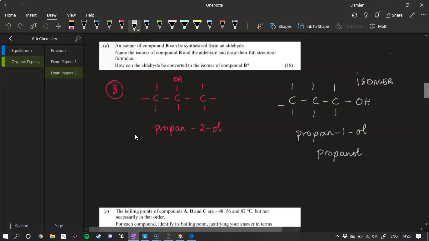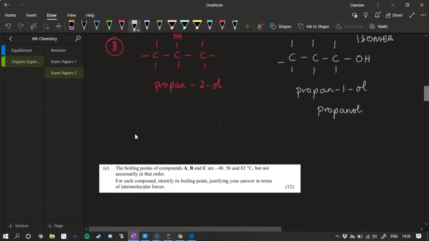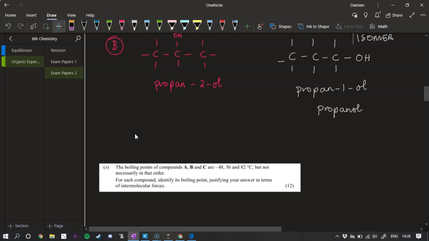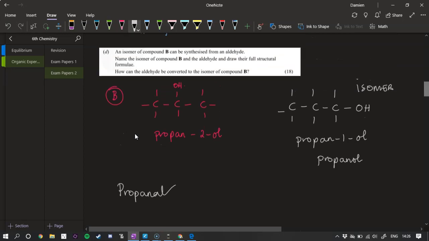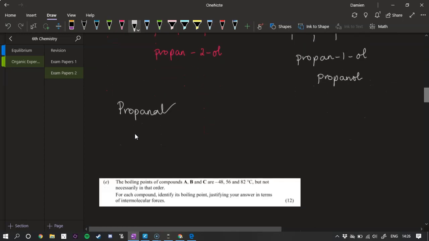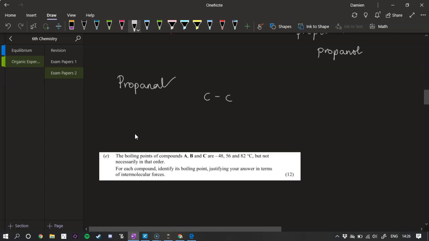The last part of that says then it can be synthesized from an aldehyde. You're asked to name the isomer, which is done, and the aldehyde. So propanol, if that's being synthesized from an aldehyde, the only aldehyde it can be is propanal, which is your aldehyde. And then it asks you, I think, to draw the structure as well. So if you want to draw the full structural formula for propanal, again, 3 carbons with a C double bond O and a H at the end for your aldehyde, and make sure all carbons are surrounded by 4 bonds. So that's your aldehyde there.